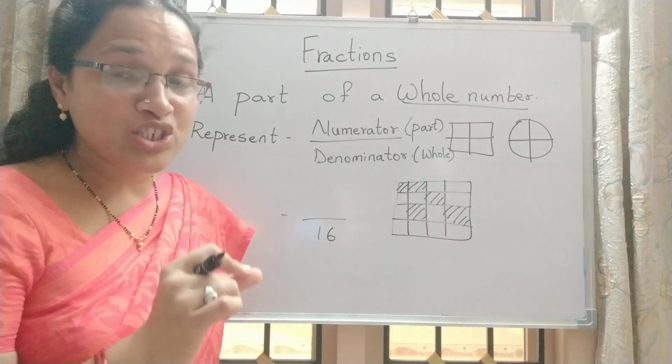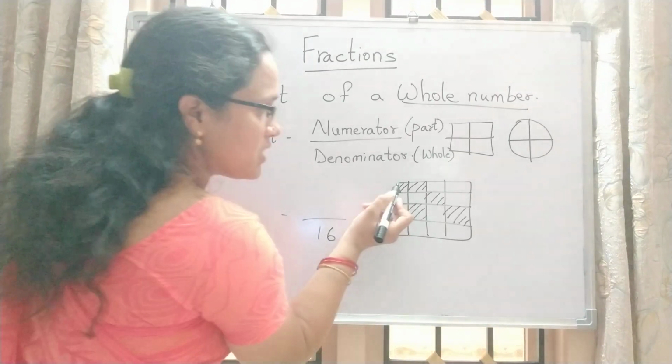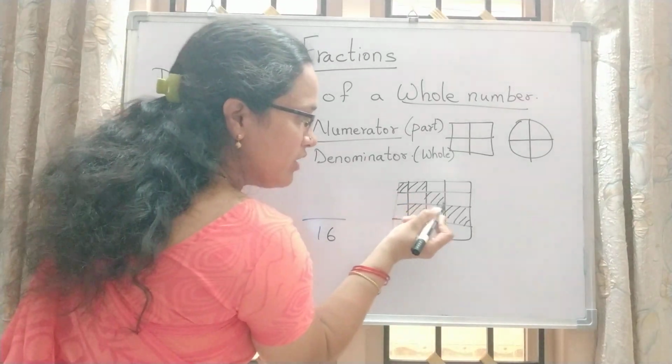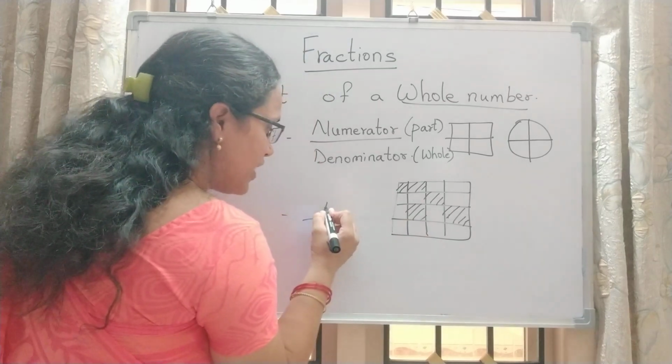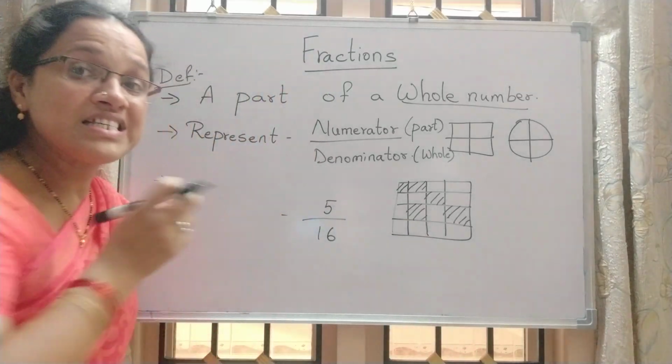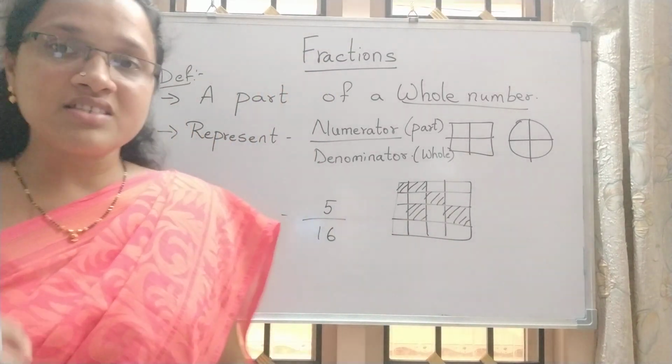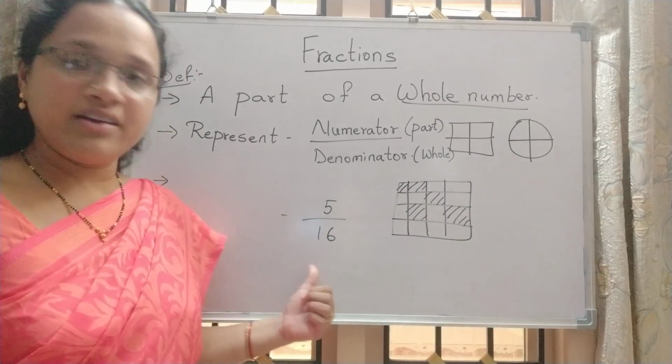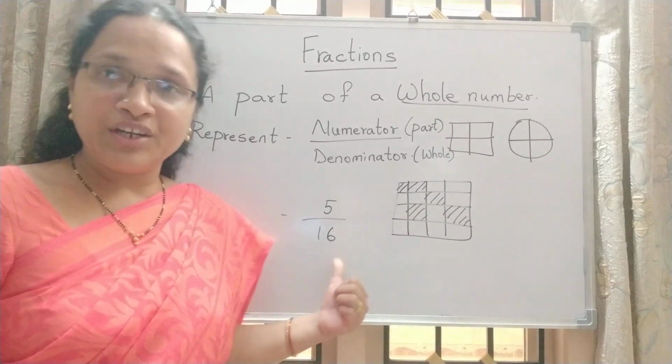I asked you the fraction of the shaded portion. See, 1, 2, 3, 4 and 5. So 5 parts out of 16 equal parts are shaded here. Yes or no? Did you understand?